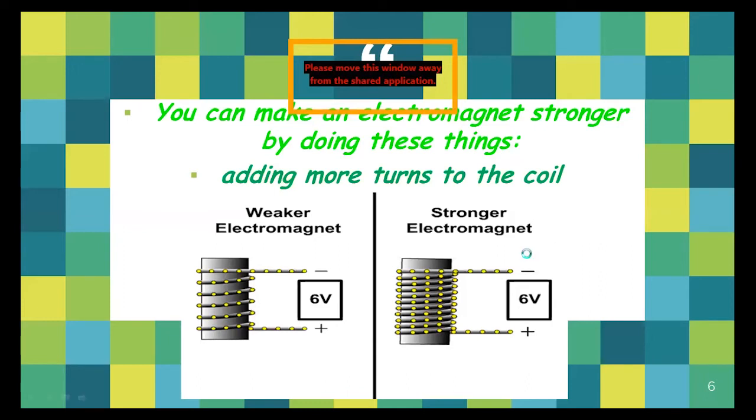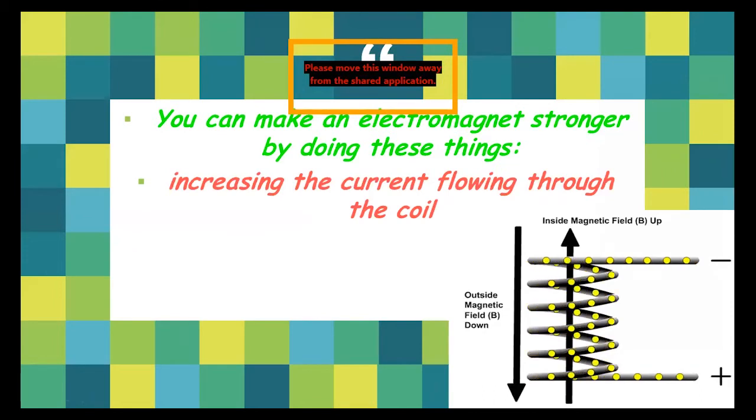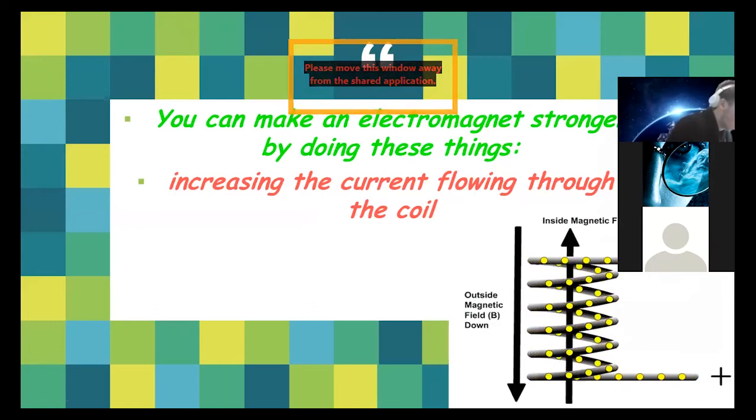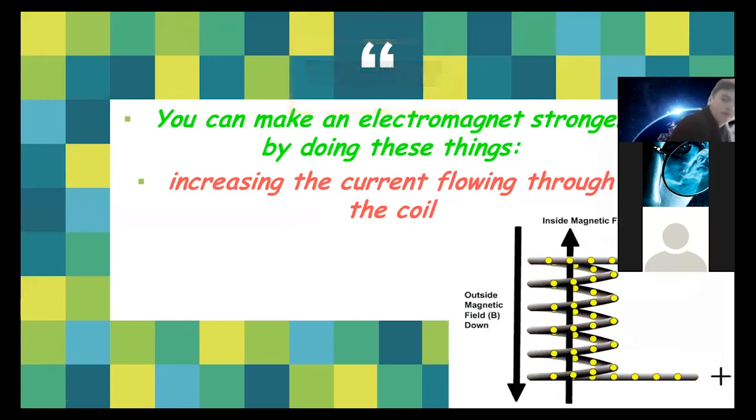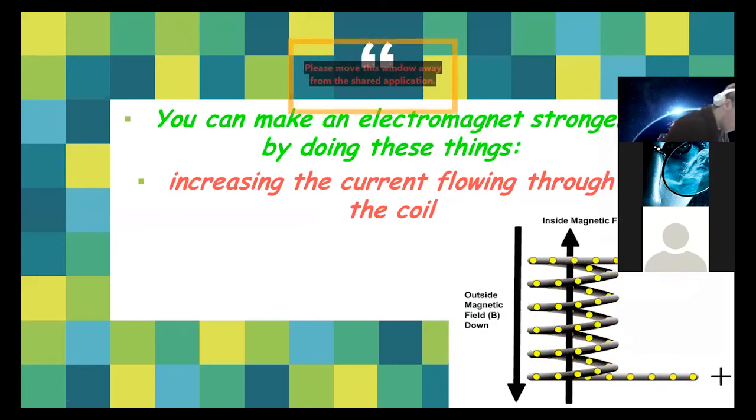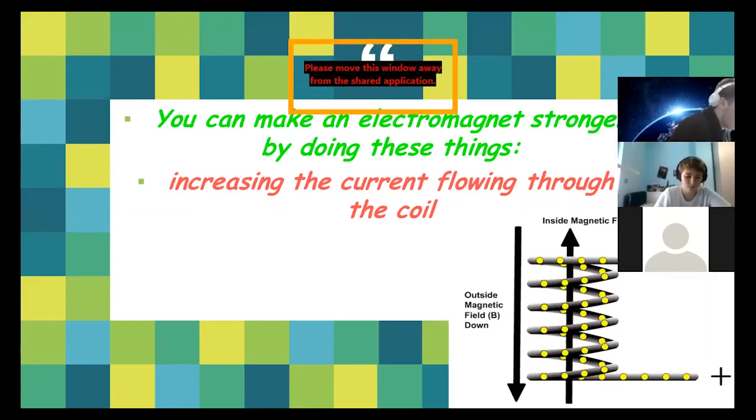Okay? What about the third factor? Of course, that should be what? Current, electricity, or voltage, power supply. You can find it in different terms. Another way to increase the strength is by increasing the current flowing through the coil. So the third factor that affects the strength of an electromagnet is electricity, by increasing the electric current that passes through the coil. If you increase the current, you increase the power of an electromagnet, okay?